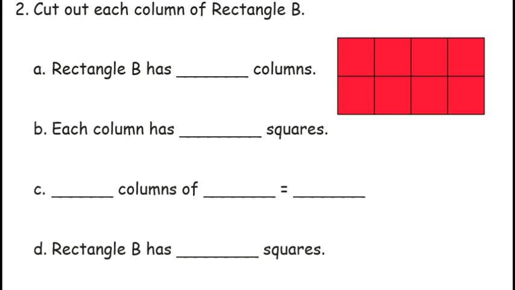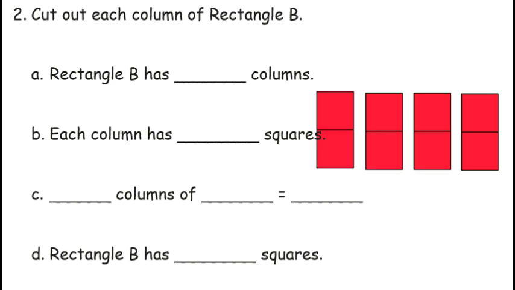Rectangle B starts off looking the same as rectangle A, but now we're going to cut the columns of rectangle B. So we'll be making vertical cuts to separate the squares into columns. And here are the columns that make up rectangle B. So rectangle B has 4 columns. Each column has 2 squares. That means 4 columns of 2 squares equals 8 squares altogether, and rectangle B has 8 squares.